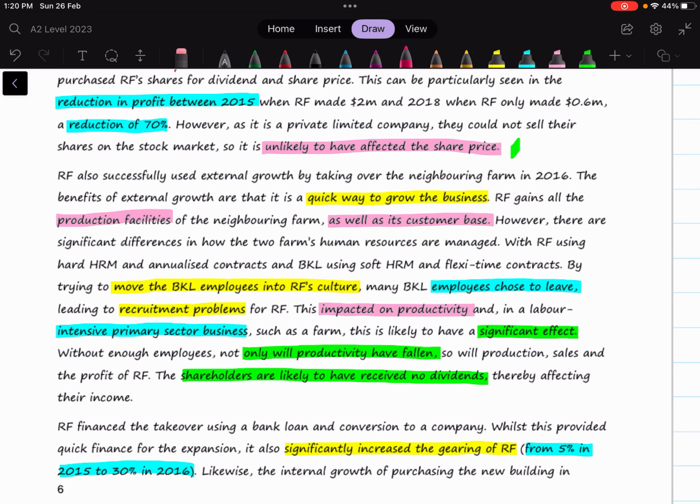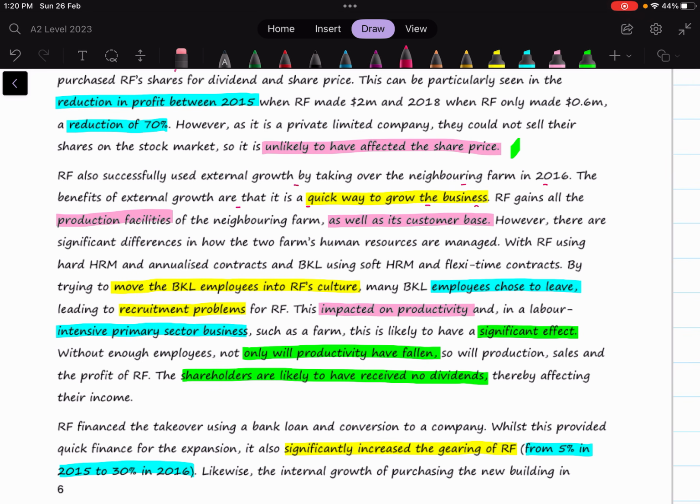RF also successfully used external growth by taking over the neighboring farm in 2016. The benefits of external growth are that it is a quick way to grow the business. Now, benefits had not been mentioned in the case. Only such students can write benefits who have knowledge of the concept, and therefore I have marked this as yellow, because this is likely to gain a knowledge mark.